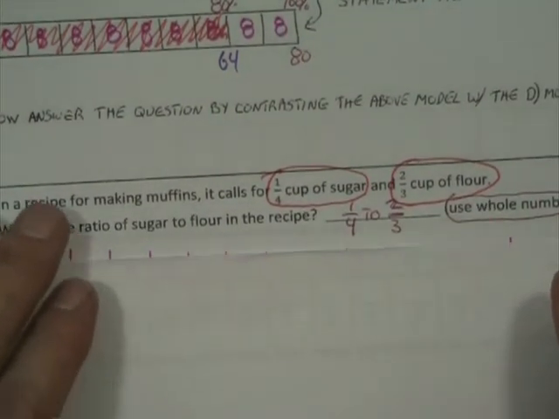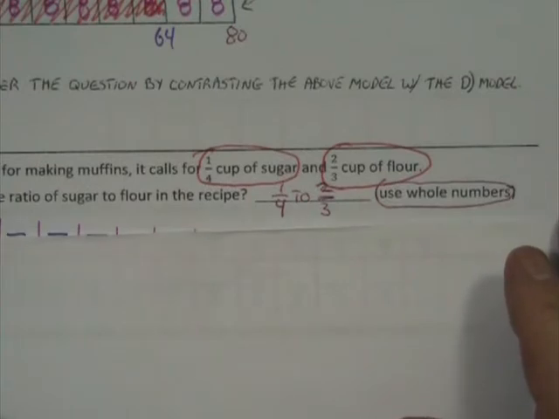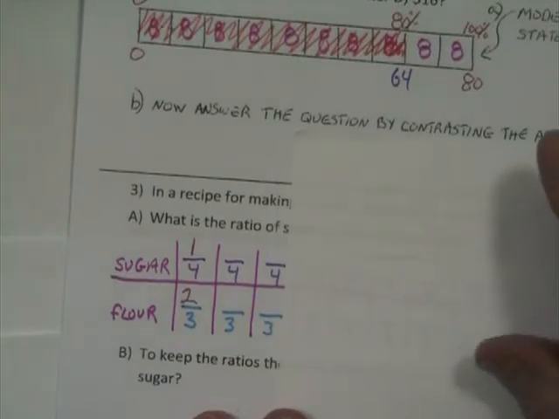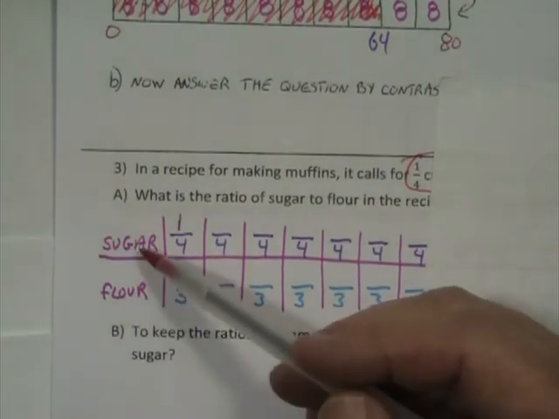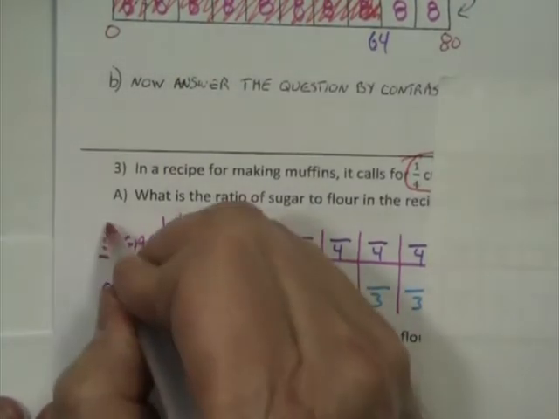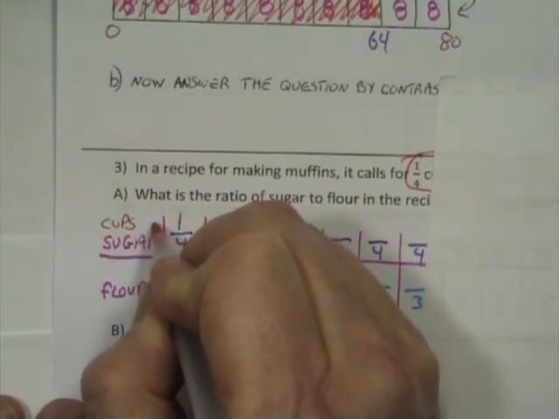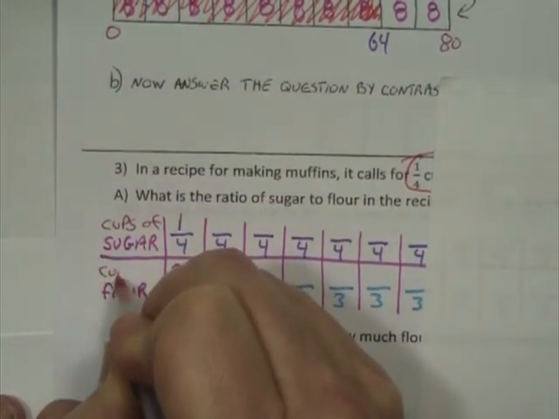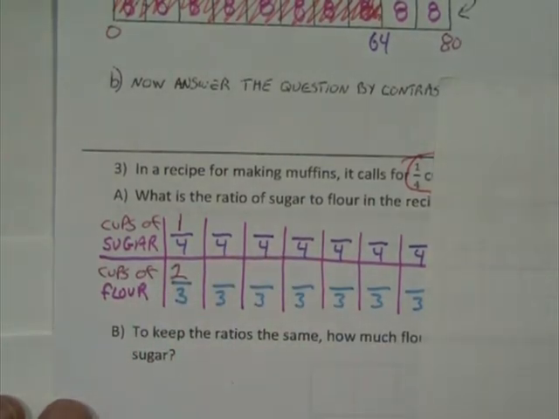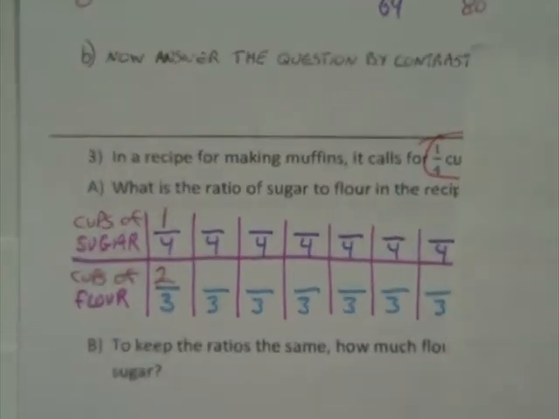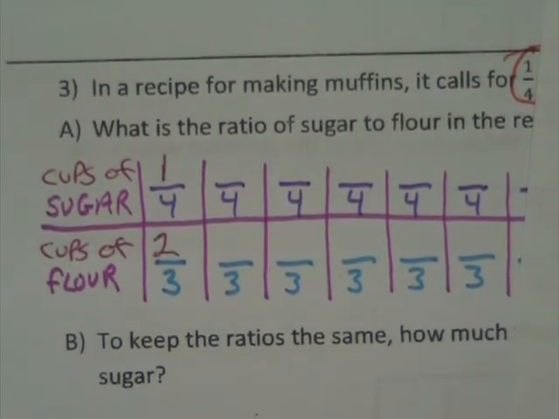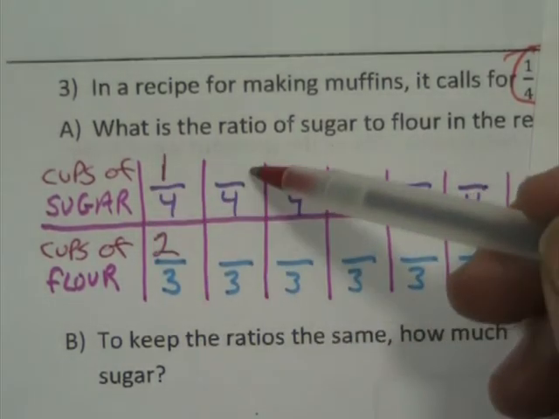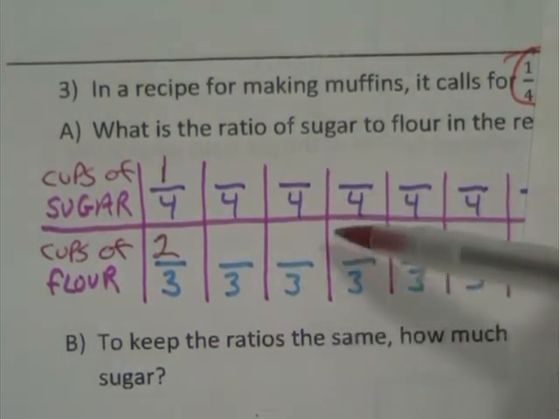That's extremely challenging. So what we do, sorry if you couldn't see that, is we will make a table, like so. It's going to have to go quite a ways. We're going to show the ratio of sugar to flour. And these are cups. Cups of sugar, and this is cups of flour. So what we're going to have to do is make it to where both the top and the bottom are just whole numbers.